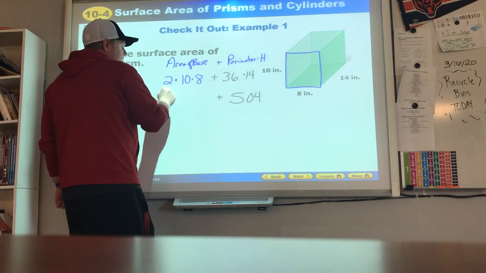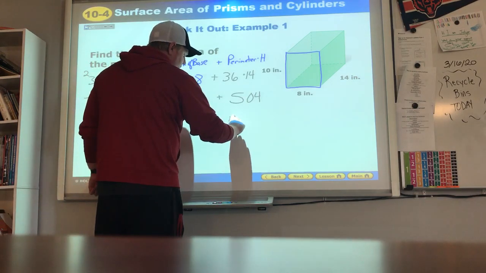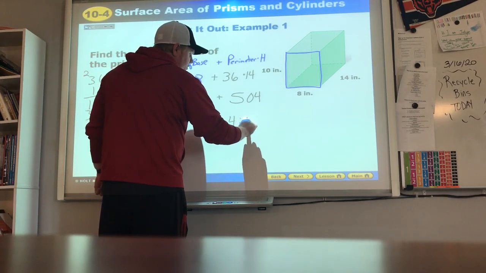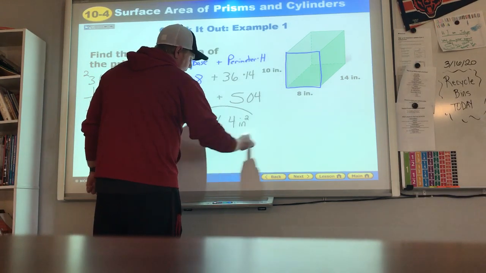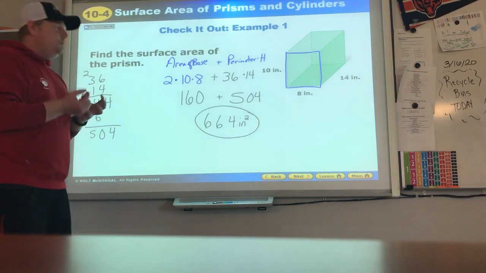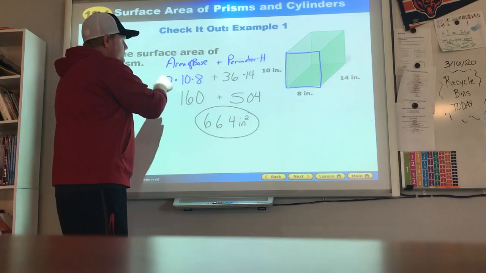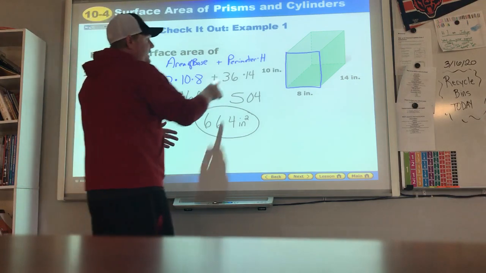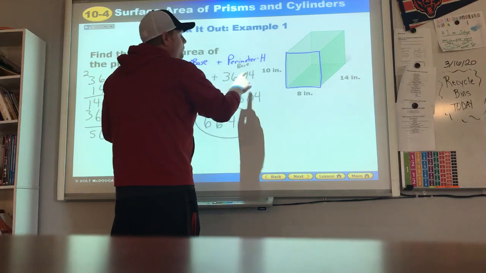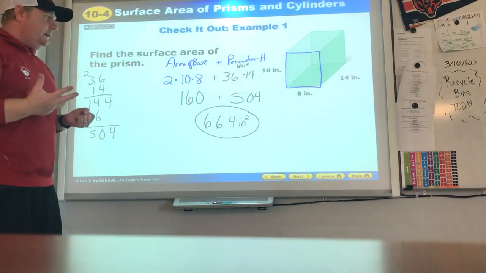Here, 8 times 10 is 80, times 2 is 160. I add these two together. 664 inches squared. This is my suggested way to do it because it simplifies it. If I find the base, I can find the area of the base, multiply it by the 2. Find the perimeter of the base, multiply it by the height. Then I add those two numbers together, I'm done.